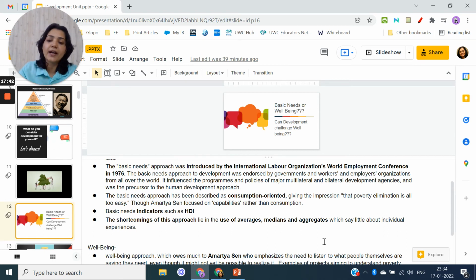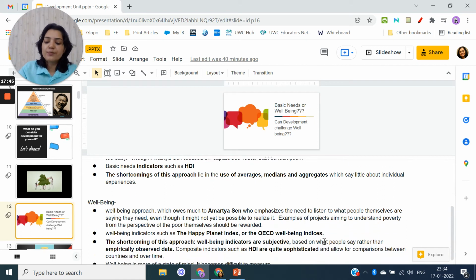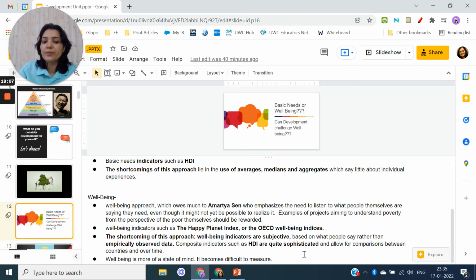So then we have well-being, which is propounded by Amartya Sen. It talks more about the capability approach, about the individual approach, rather than talking about the average, median and aggregate. The indicators of this approach are the Happy Planet Index and the OECD Wellbeing Indices. The shortcoming of this approach is that well-being indicators are subjective, based on what people say rather than empirically observed data. Okay, so this is not empirically observed. This is more focused on subjectivity.